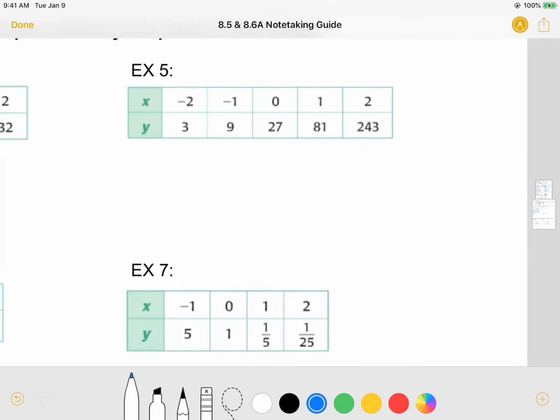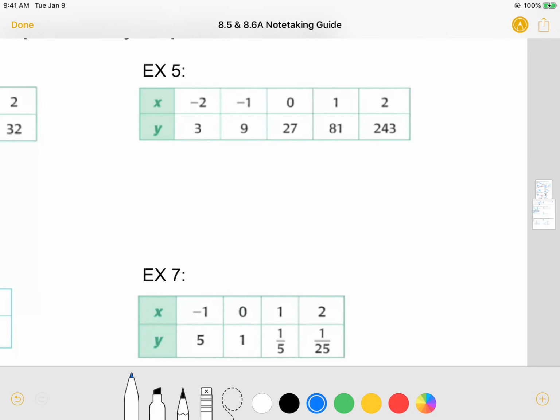Let's try number 5. Okay, so we are going to follow that 3-step process. So step number 1, we're going to find where x is 0. Okay, so when x equals 0, y equals 27. And that is the value of a. So a equals 27.